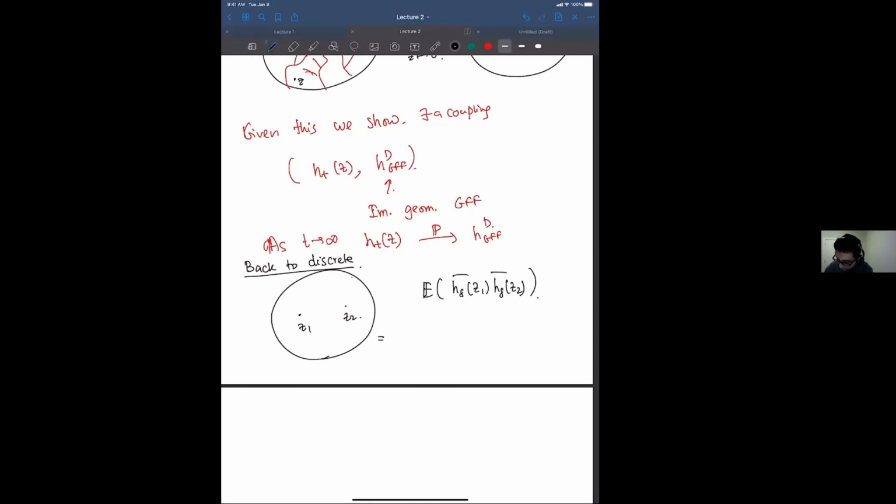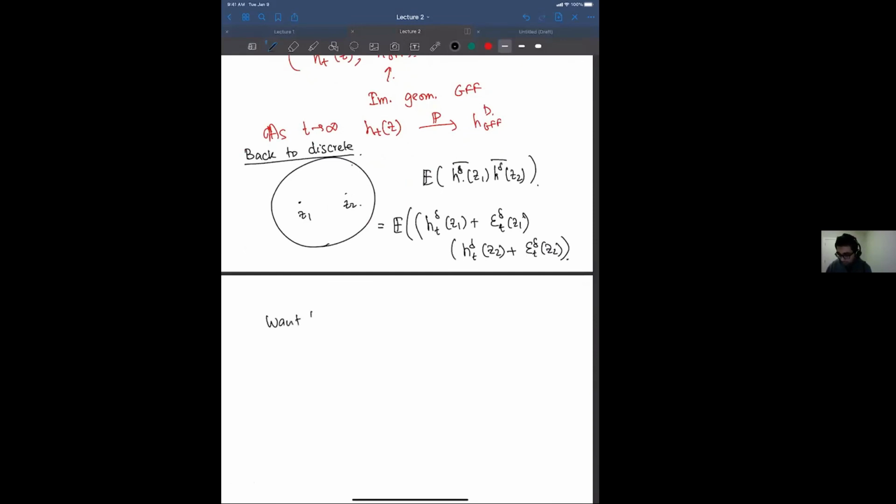Okay, so what we are going to do is truncate them to use the continuous part. So we're going to write it as H_T delta Z1 plus the error, which is actually quite big at the moment, times H_T delta Z2 plus the error. And then what we want to show is that at the discrete level, epsilon_T delta Z1 and epsilon_T delta Z2 are independent, roughly. And since these all have bars, you subtracted the expectation.